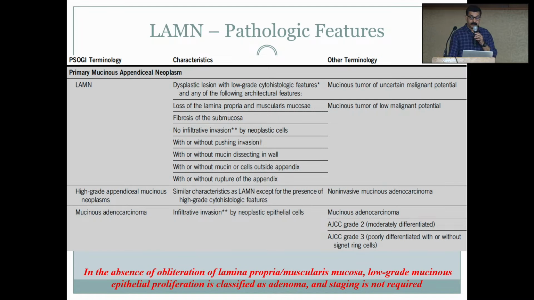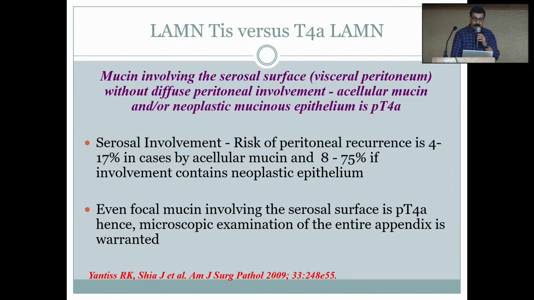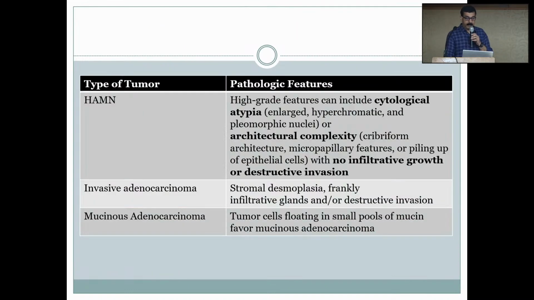The high-grade neoplasm has the same features with high-grade epithelial or cellular features. And mucinous adenocarcinoma, as we know, is an infiltrating tumor. T4 is infiltration of organs, including visceral peritoneal invasion. The risk of peritoneal recurrence is 4 to 17% in acellular mucin, so that plays a major role in recurrence. If it is cellular mucin, it becomes 8 to 75%. And HAMN, which we already know.